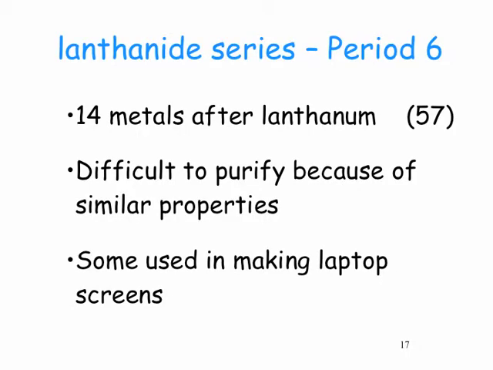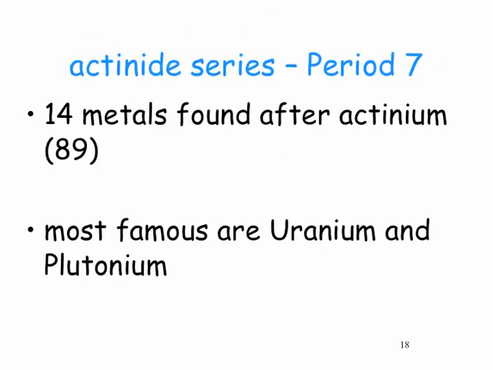Within that series, we have the lanthanides, which is period 6. There are 14 metals after lanthanum, 57. They are very difficult to purify because of similar properties, and some are used in making laptop screens, so some of those chemicals are in our computers. The actinide series is period 7, so we haven't talked about periods, so we're talking about left to right. There are 14 metals also found after actinium, number 89. The most famous are uranium and plutonium.